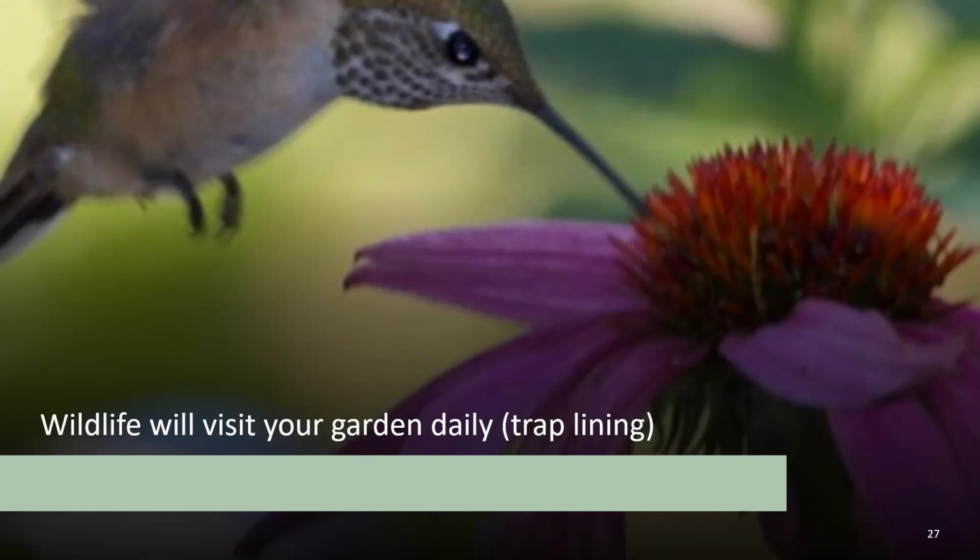So your address will come up on the pollinator map, and they will come back again and again and again once they become used to your offerings from your garden.